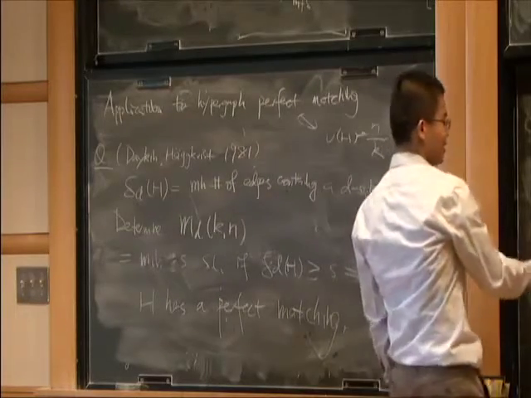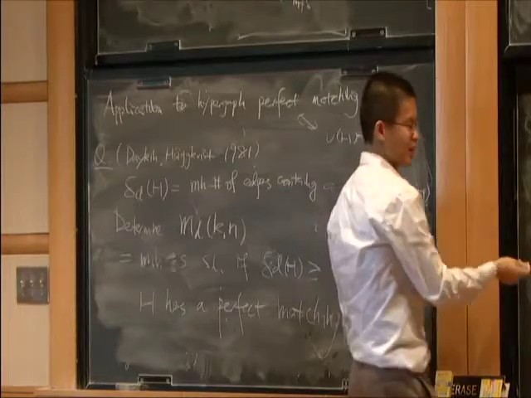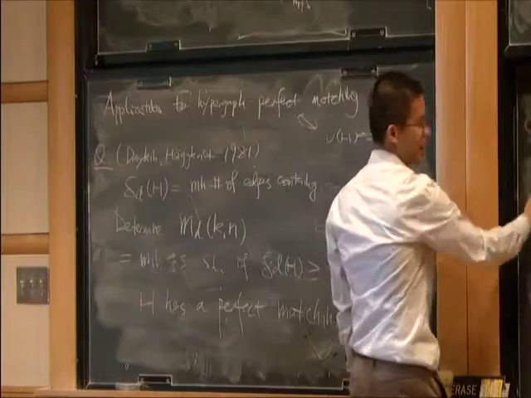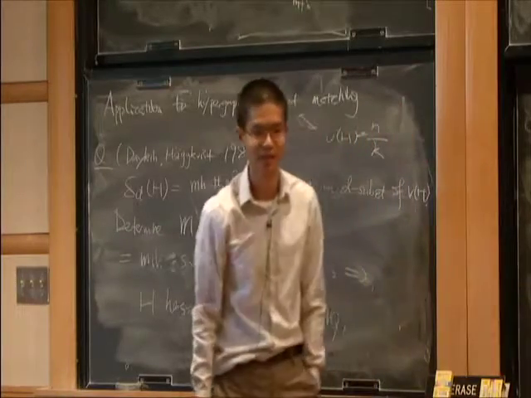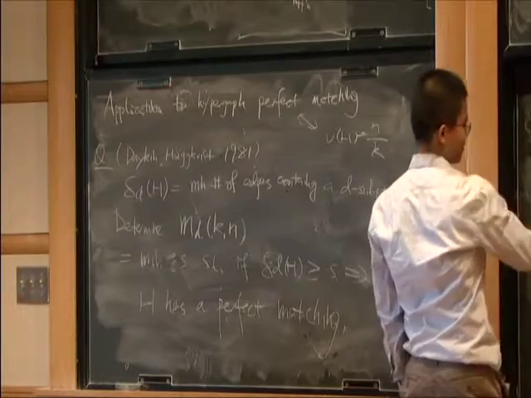And the reason is, for example, if the minimum degree is greater than n over 2, then by Dirac's theorem, we know there exists a Hamiltonian cycle. And you just take half of the edges, and it becomes a perfect matching.